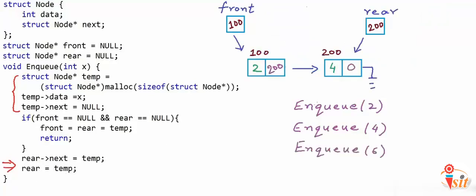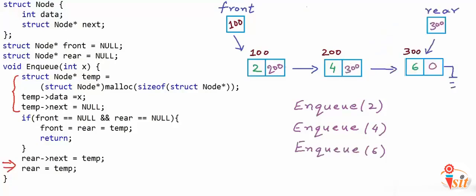Let's do one more enqueue. Let's enqueue the number 6. Let's say we got our new node this time at address 300. So this is how our queue will look.